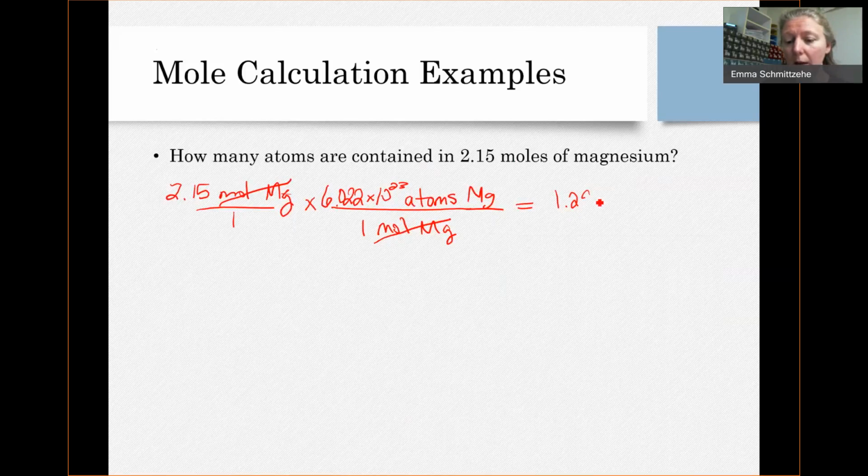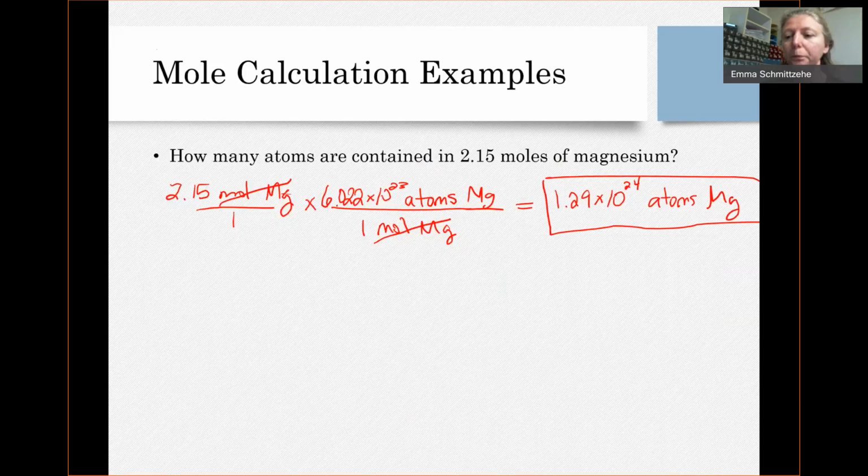So 1.29 times 10 to the 24th atoms of magnesium is what I get. And that's not a very good M, but we'll call it good enough. There we go. Okay, so that's one example. Let's look at another one.